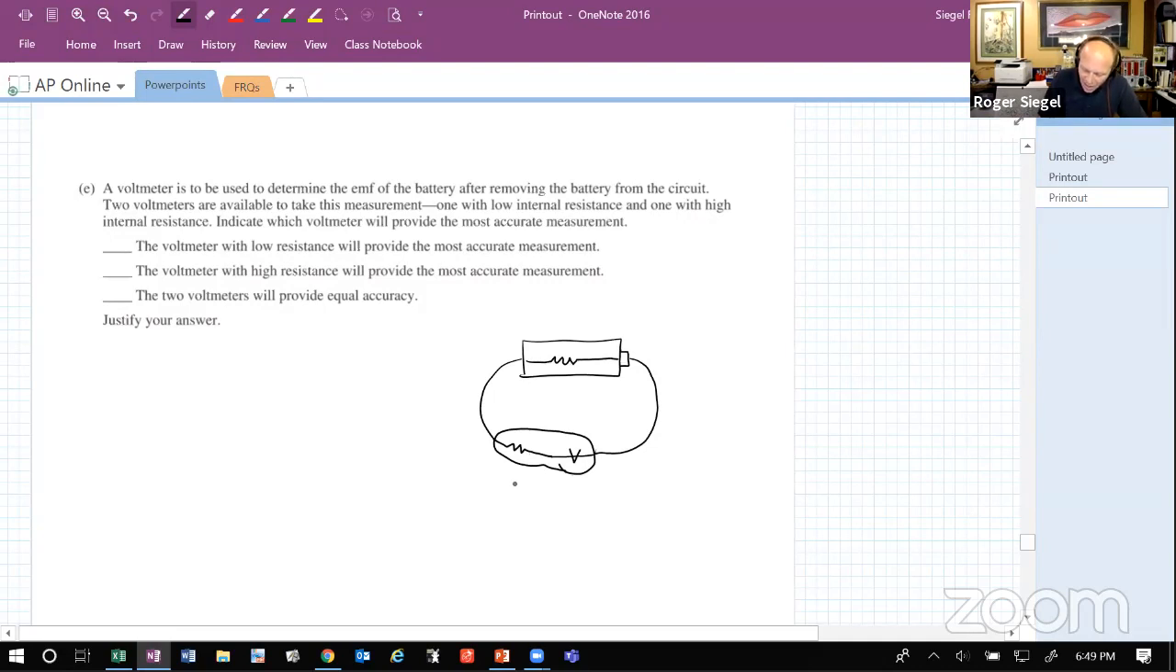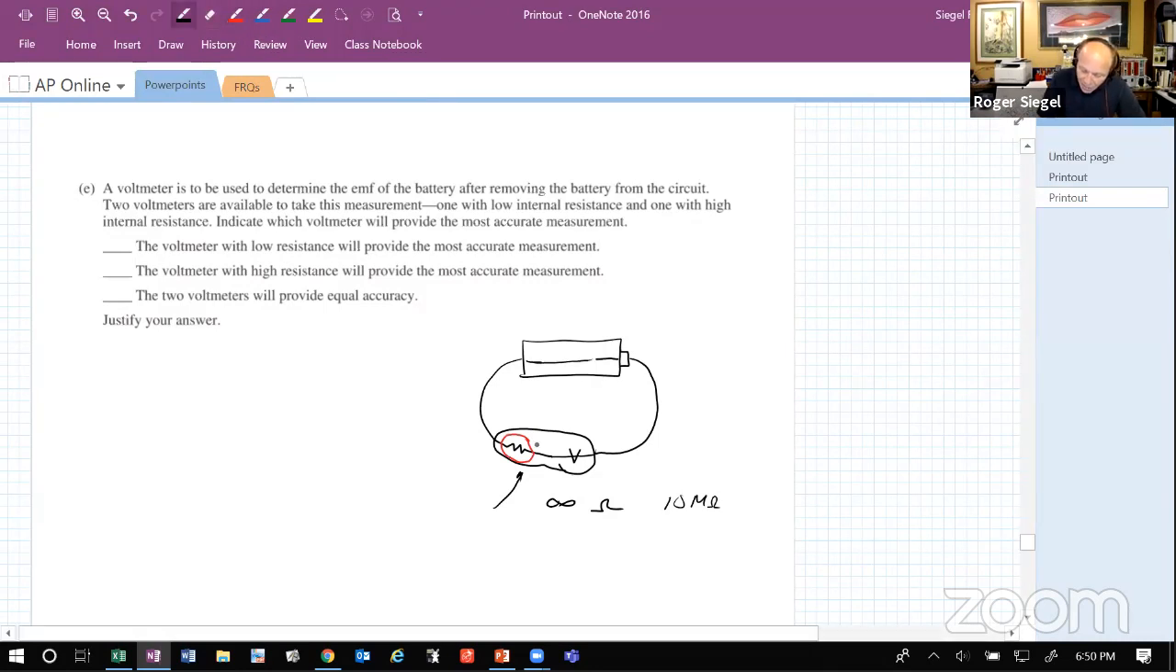So let me back up. Remember, a voltmeter, we mostly assume it has infinite resistance because we don't want any current to go through it. However, all voltmeters have some resistance. They have non-infinite resistance, 10 megaohms, or something like that. So do we want our voltmeter to have a little resistance or a lot of resistance? I'm not talking about that guy right now.